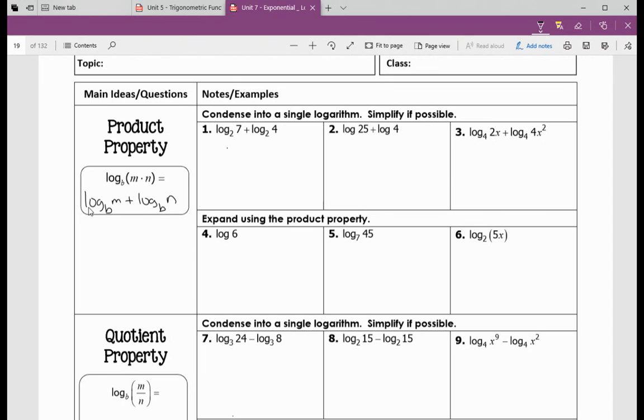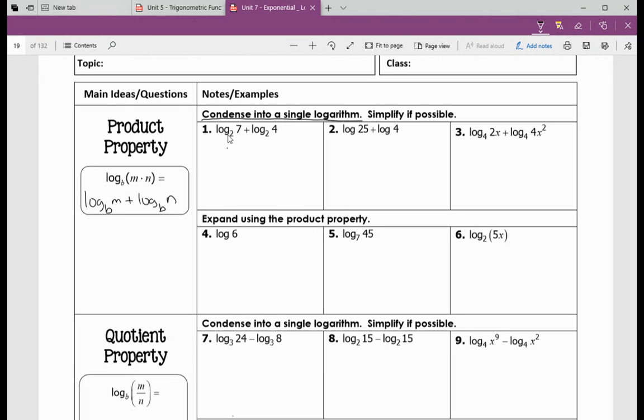Sometimes they give you a logarithm plus a logarithm, and they want you to write it as a single logarithm, and sometimes they give you a single logarithm, and then want you to break it up. So we're going to do both of those. If you notice, our directions say condense into a single logarithm. So that's what we're going to do here.